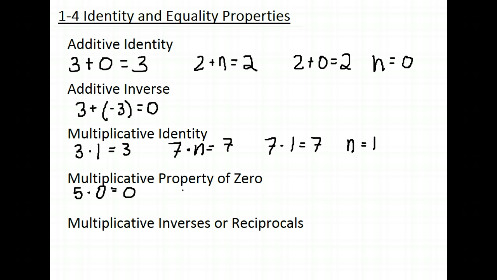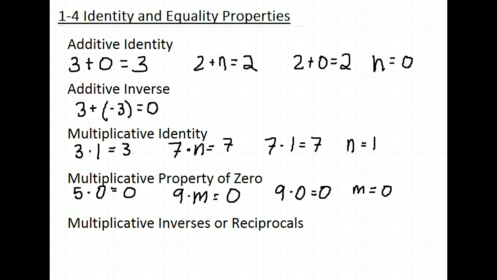So if we have 9 times m equals 0, we know if we substitute in a 0 for our m, we're going to get an answer of 0. So we substitute in our 0, and we get 9 times 0 equals 0. We can say m equals 0, and that's a true statement. So our solution is 0.